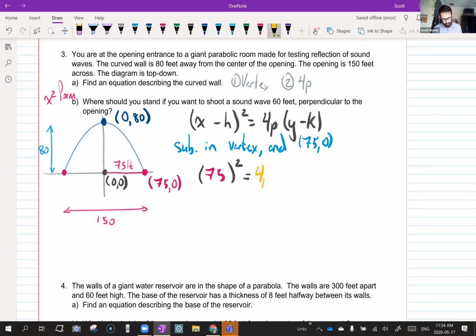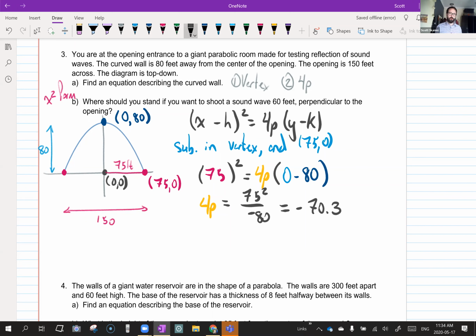4p is what I'm really looking for. And then y minus k. The y is 0, and the k is 80. We've done this before, so that's why I'm not explaining every single step. We've done this numerous times, probably 3 or 4 times already. So 75 squared is 5625. Or let me make it quicker. 4p equals 75 squared divided by negative 80. What's that? 75 squared divided by negative 80 is negative 70.3. That's my 4p.